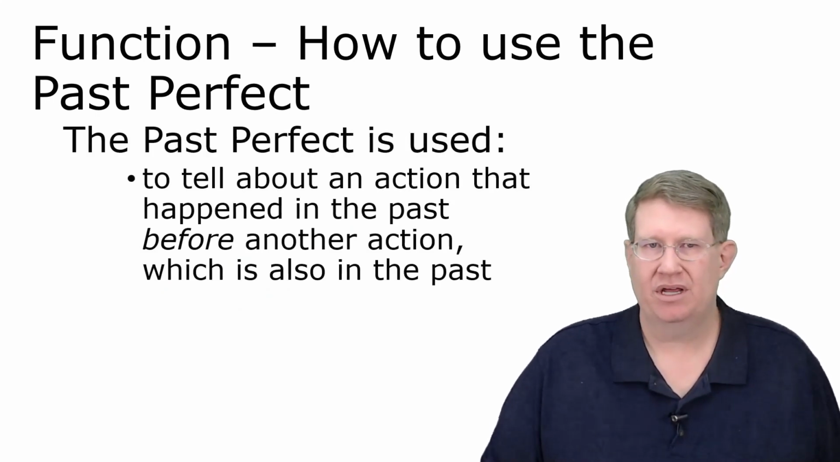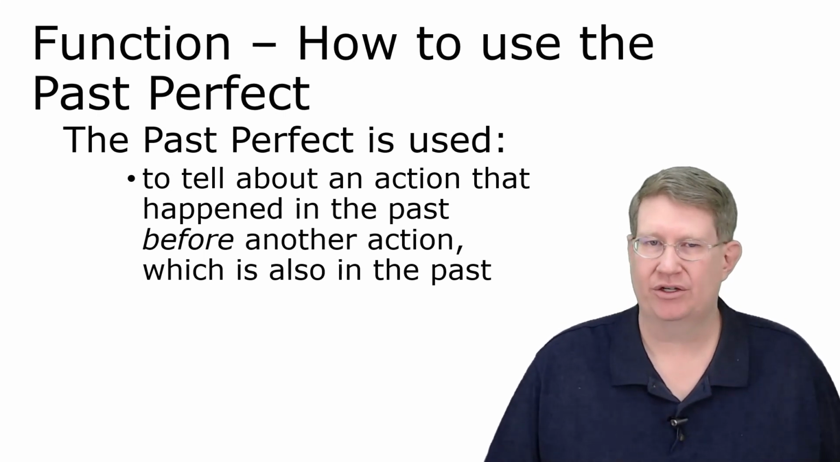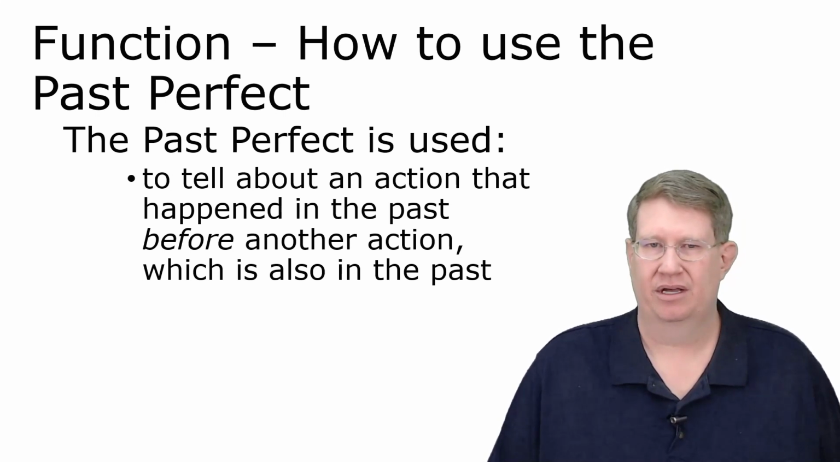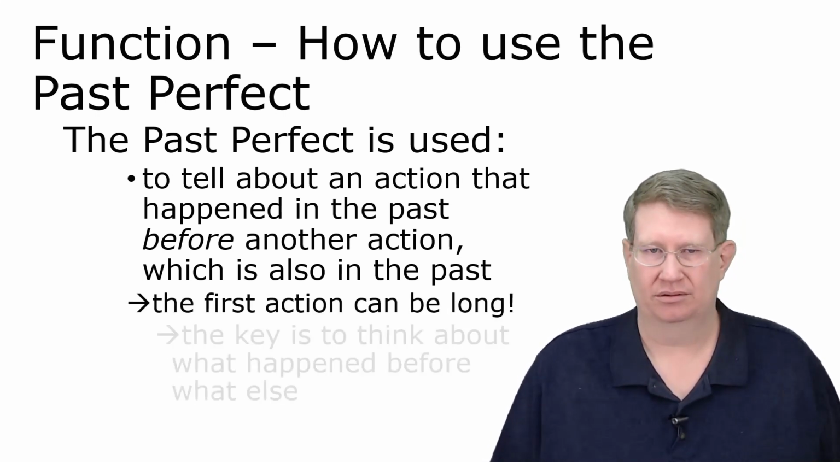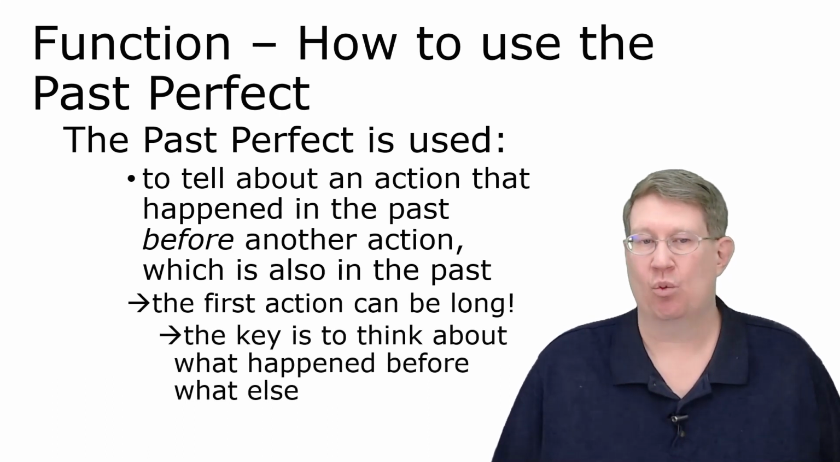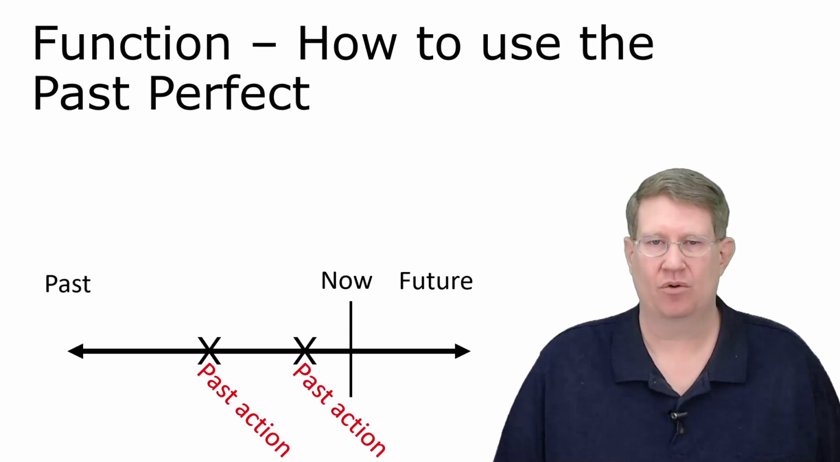So we have seen that the past perfect is used to tell about an action that happened in the past before another action, which is also in the past. But be careful. The first action can be long. The key is to think about what happened before what else happened. So again, we'll go back to our timeline here. We've got two past actions.